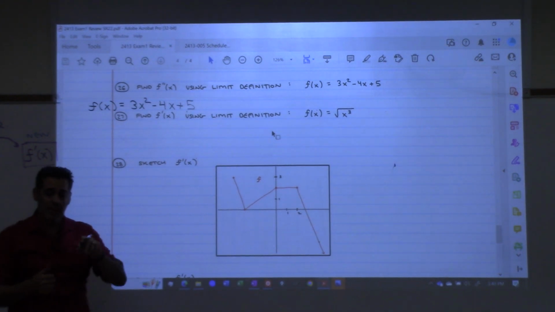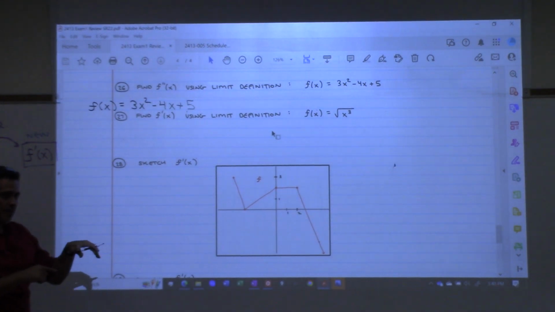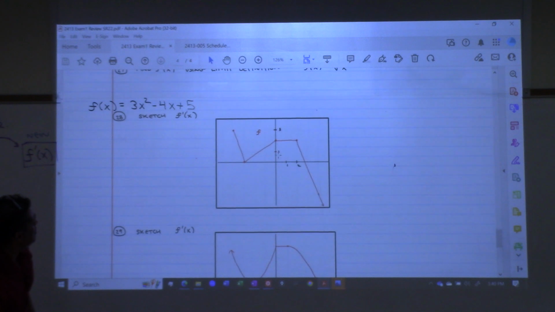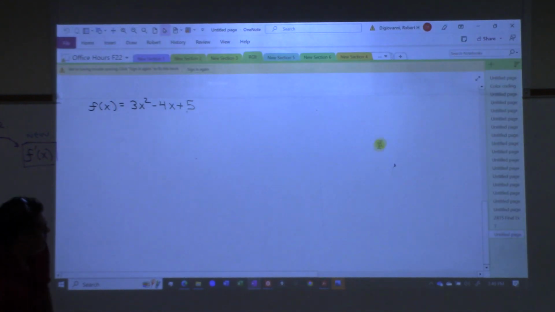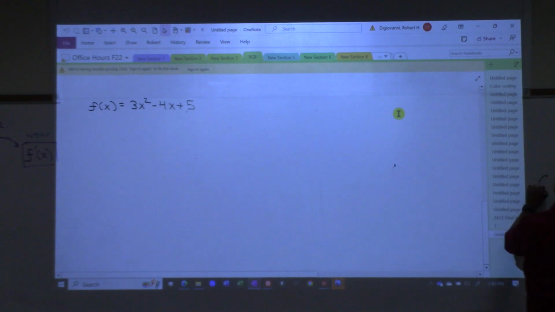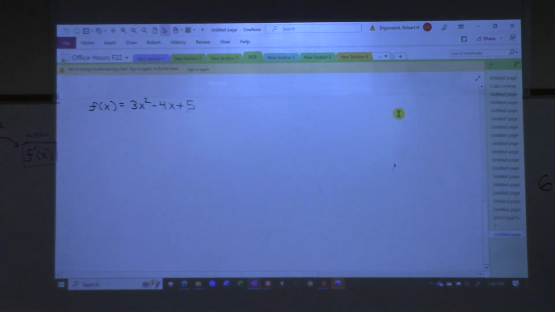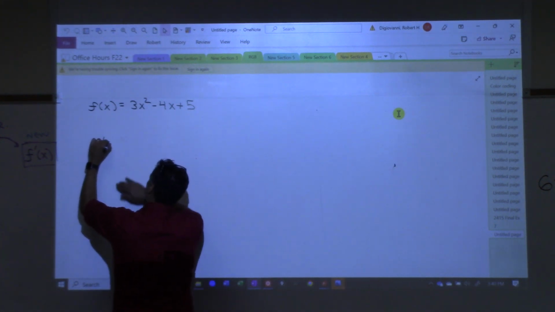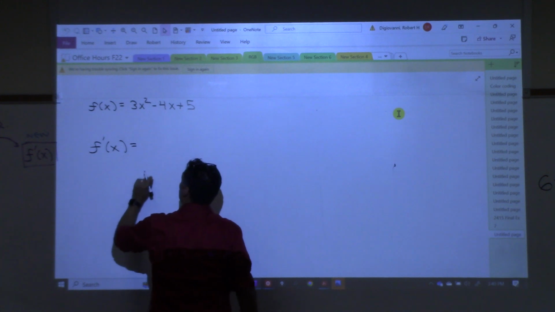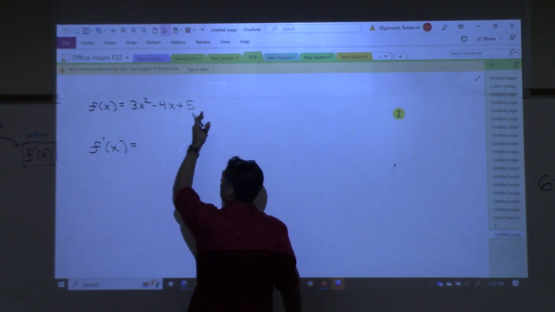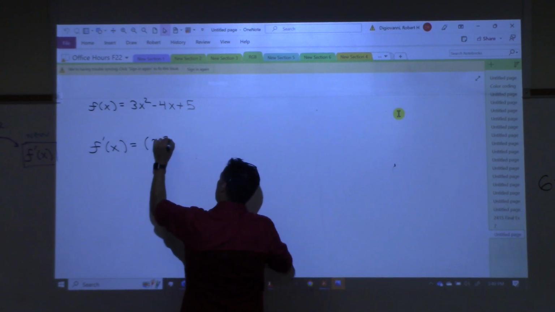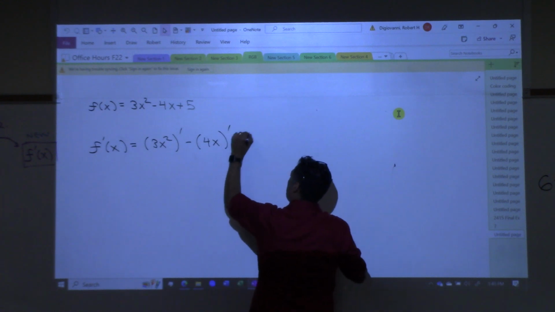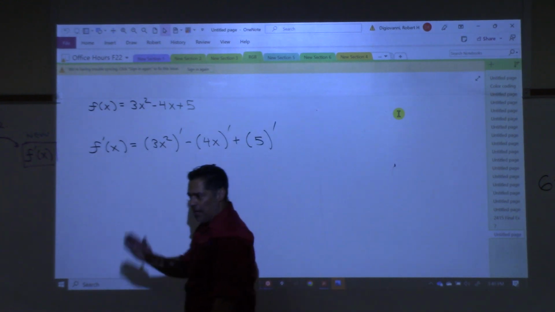But what you could do now that you have the shortcuts is what? Use the rules and check your answer, right? So what answers did we get for this? It was 6x minus 4, right? And the other one was just 6, right? Okay, so let's do this using the shortcuts. The derivative of this should be, okay, can we do them separately? Yes, because there's addition and subtraction. So I'm going to take 3x squared, take its derivative, minus the 4x, take its derivative, plus the 5, take its derivative, right? I do each one separately.